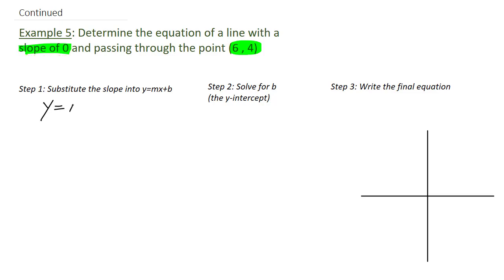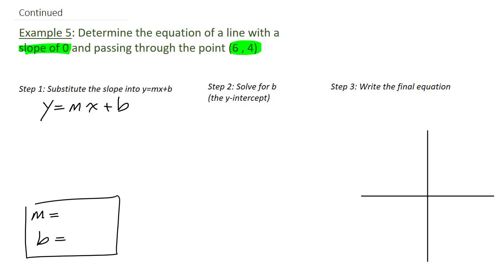So what do we do? y equals mx plus b. All right, well, we know m is 0. They told us that, but we don't know what b is. Let me just write that down here. There we go. So let's sub in the slope. So y equals 0, we're going to replace m with 0, times x plus b. Well, what's 0 times x? 0 times x is just 0. So it's y equals 0 plus b, y equals b.